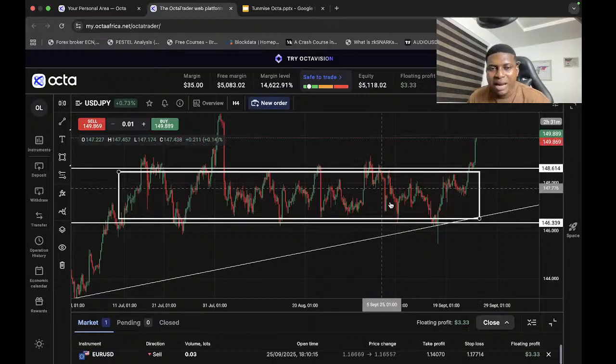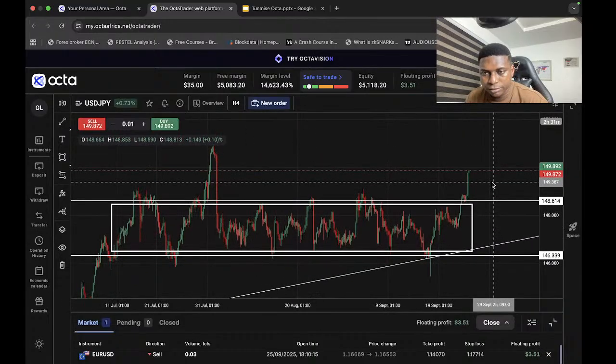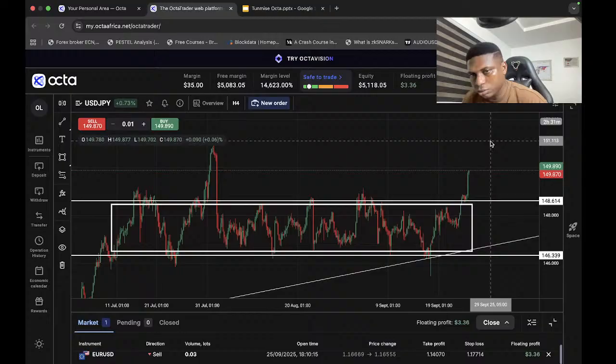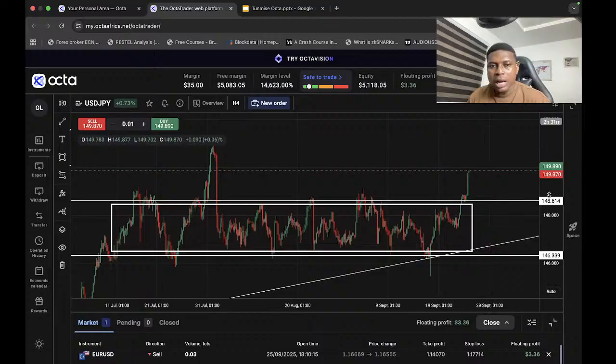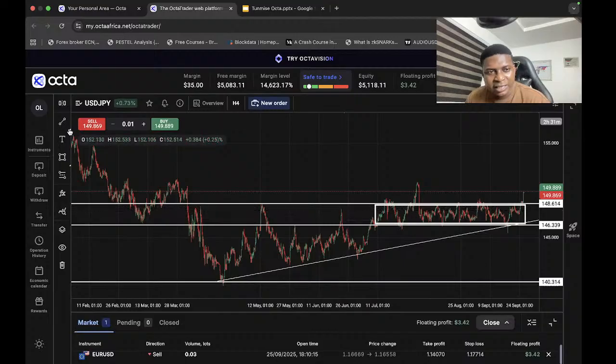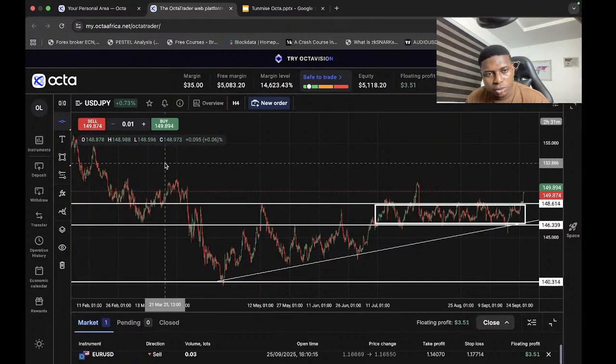So price has been consolidating at this level for a long time. And now, finally, what happens? There's a breakout. Now, what is the next touch point for price? Where I'm seeing that price would go next is the next support and the next resistance zone, which is this level.